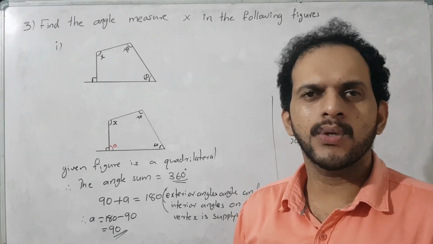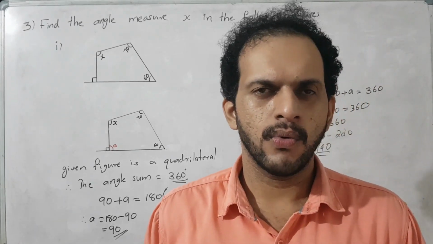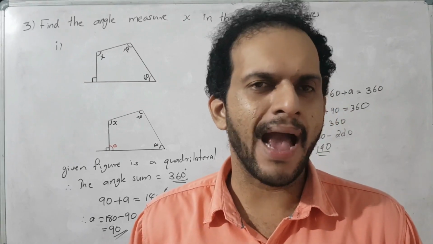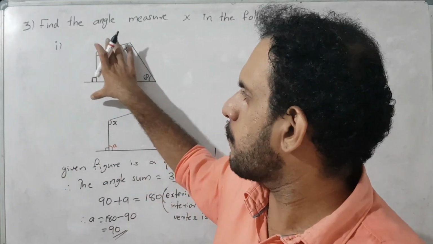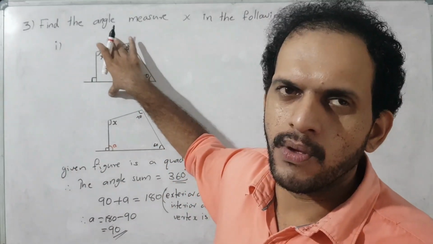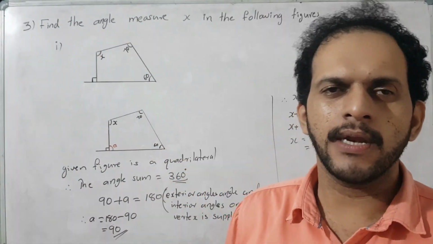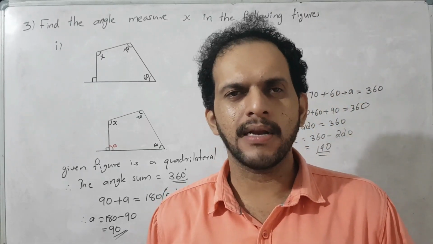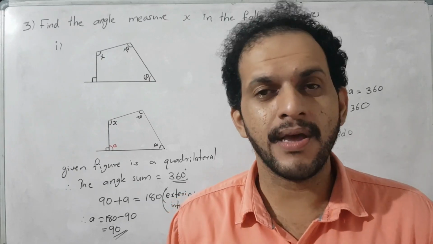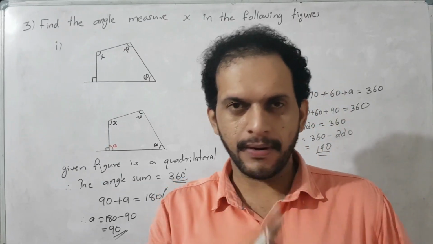So the idea is to find the angle value x by using the angle sum property. First, identify what figure is given. If it is a pentagon, use the angle sum property of a pentagon. If it is a hexagon, use the angle sum property of a hexagon. If it is a triangle, use the angle sum property of a triangle.